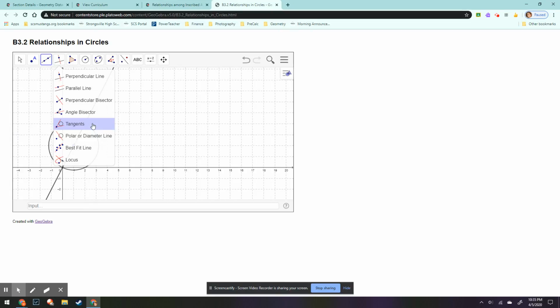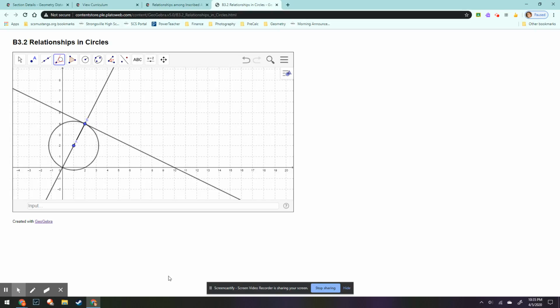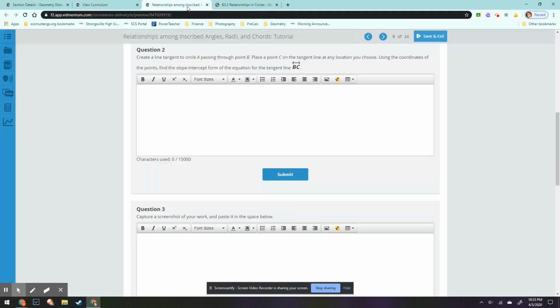So if you wanted to create a tangent, what you would do is, I want it to be tangent to that circle, and I want it to go through that point. Okay, and so there's my tangent line. That is tangent to the circle at point B. Okay. Now it says place point C on the tangent line on any location you choose. Using the coordinates of the point, find the slope-intercept form of the equation.